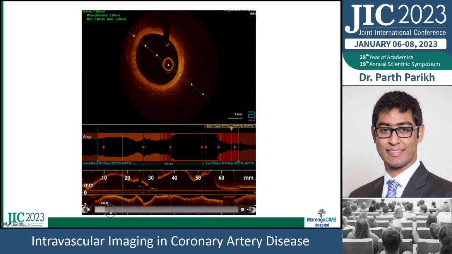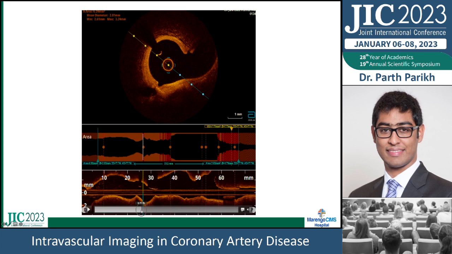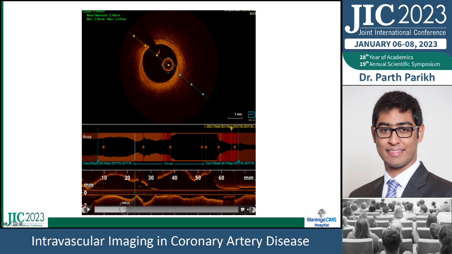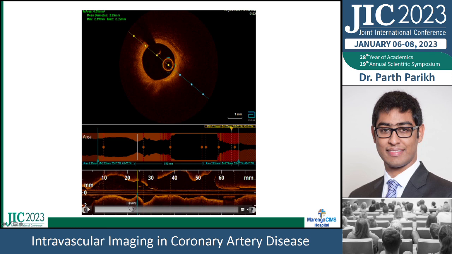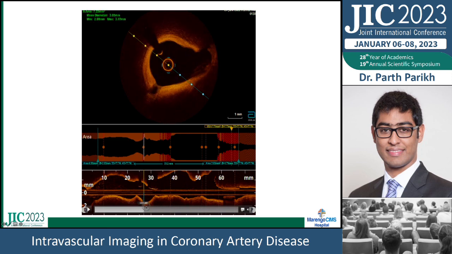And this basically, if you see, this is calculating the area, that it's 5.5 millimeter square, which is pretty good.